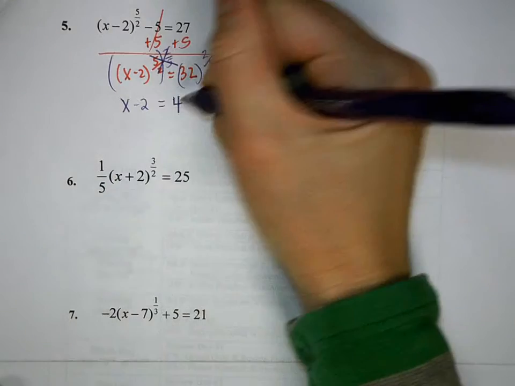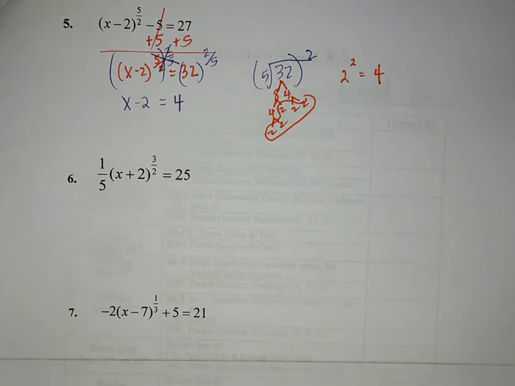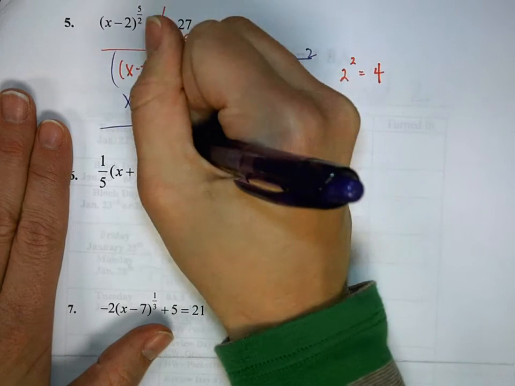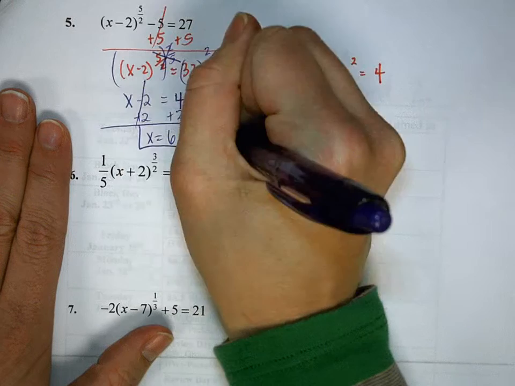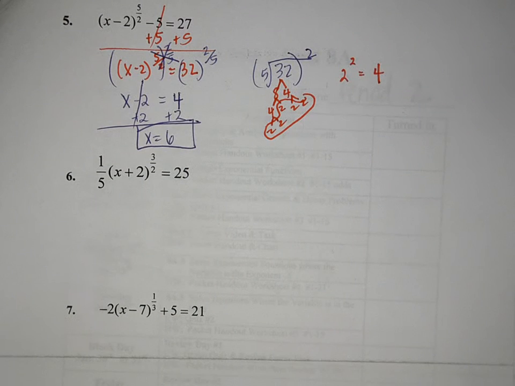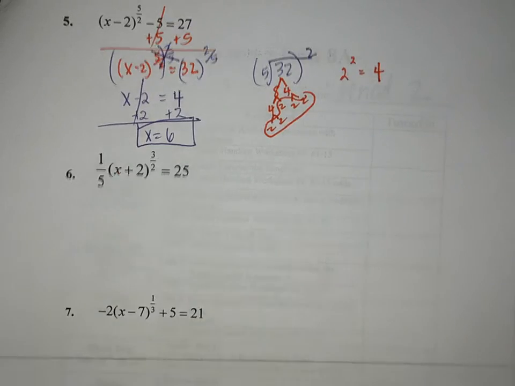x minus 2 equals 4. Therefore, what will I need to do to get my final answer? Add 2. And so we get x equals 6. Questions? Do you guys feel like this is easy? Cool. Okay, what will I do on 6?